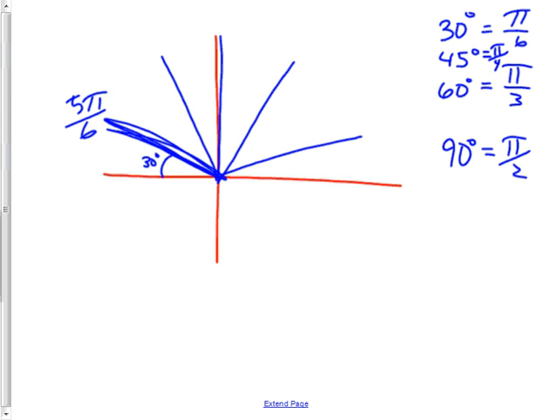Here's one dumb way to remember it. Do you notice? We're going to have pi over 1, which is just pi, is 180. Pi over 2, we have that. We have a pi over 3. We have a pi over 4. And we have a pi over 6. What's the one thing we'll never use?